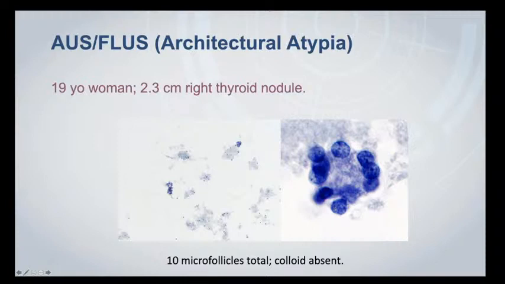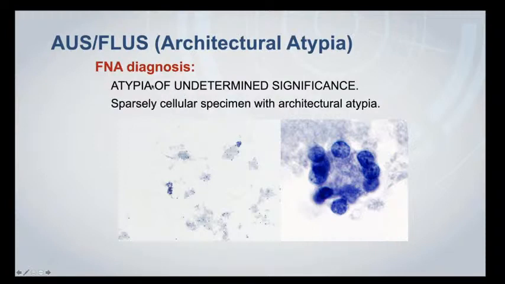No features of papillary carcinoma. The chromatin is granular, so we're not concerned about a PTC here, but we are worried about it because it is mostly microfollicular. So there's clearly architectural atypia here, but you can't call it suspicious for follicular neoplasm because it doesn't meet the cellularity requirement. So again, in our laboratory, we call this atypia of undetermined significance with the qualifier of architectural atypia.